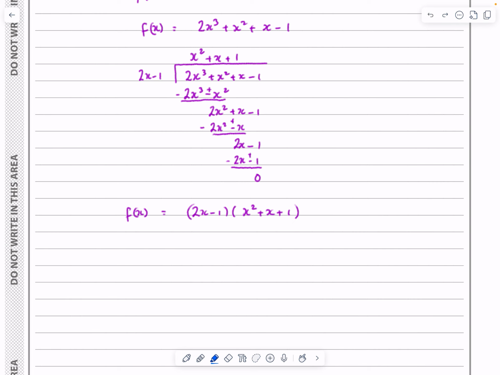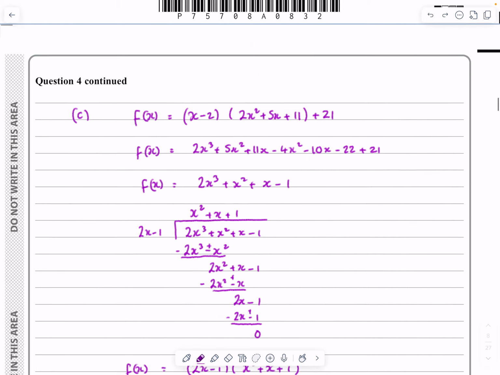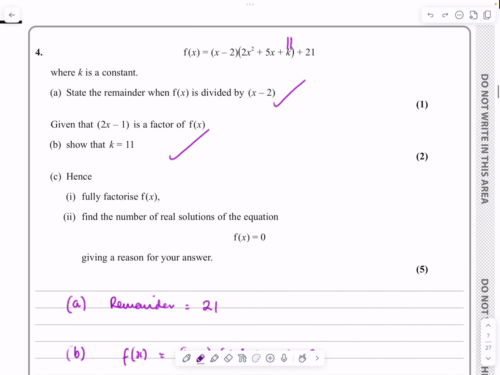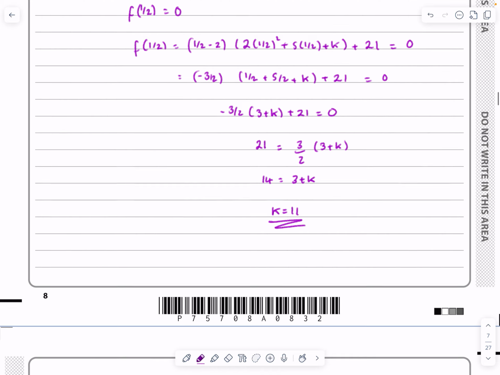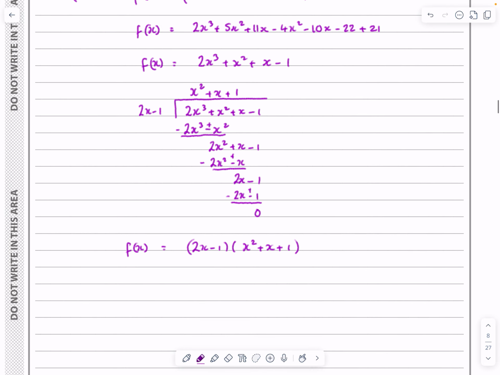And what they're asking me to do is to solve f(x) equals 0. So if f(x) is equal to 0, that part is done. So I'm jumping down to part 2. That's part 1 done. Part 2 says, can we find the number of real solutions of f(x) equals 0? So yeah, we absolutely can.